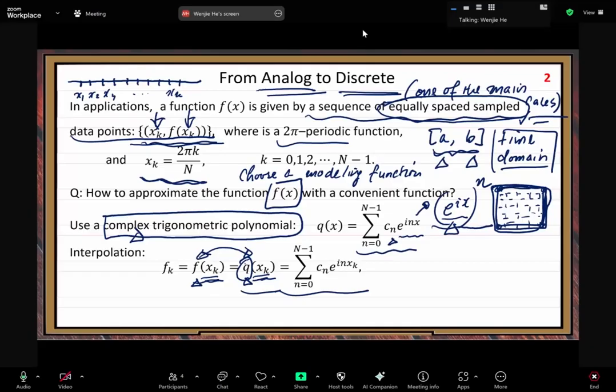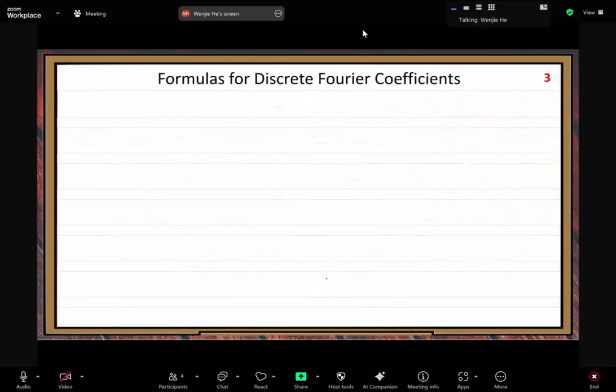When we use this q function, the modeling function, all the c coefficients are undetermined. We need to find the c coefficient values. They are all unknown. So we need to solve a linear system to find these c coefficients. So our next step is to determine the c coefficients. How to determine the c coefficients? Here we can see it's a linear system. By solving a linear system, we can get the c coefficients. So let's do it.